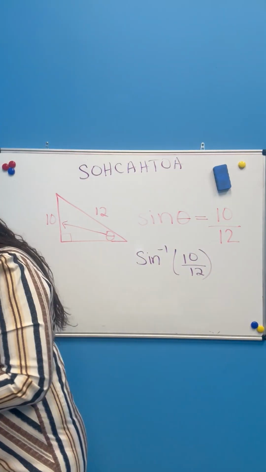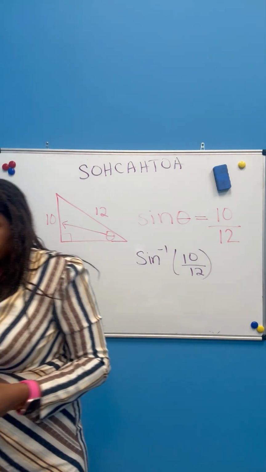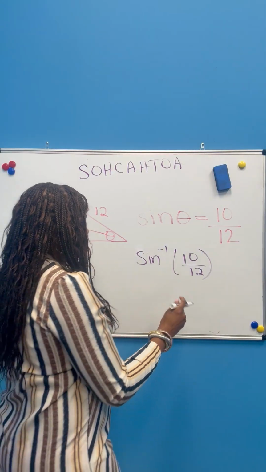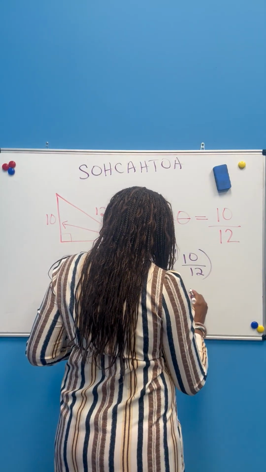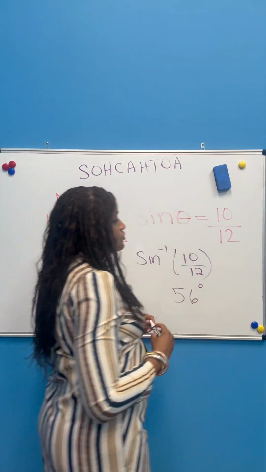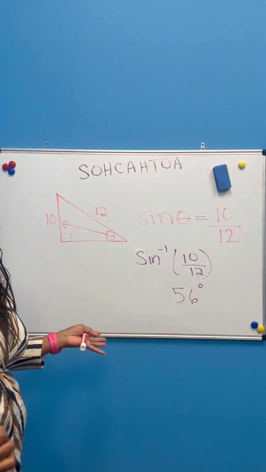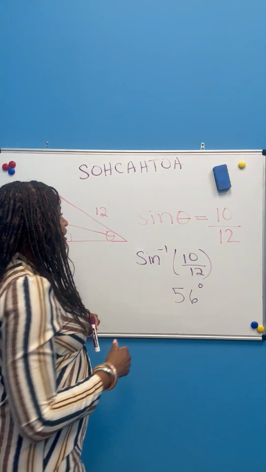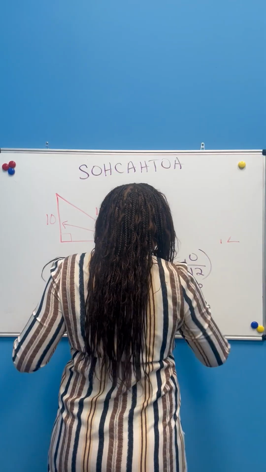So if you do sine inverse of 10 over 12, that gave me 56 degrees. If they say to round to any specific place value, be sure to do that, but I'll just round to the nearest whole number here. So that is 56 degrees. All right, let's try another one.